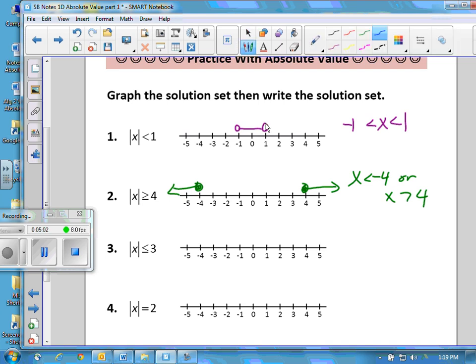The next one says that the distance has to be less than or equal to 3 units. So we're going to locate where it's equal to 3 units. Since it can be equal to, we are going to fill those in. Distance has to stay less than that, so we're going to stay closer to 0. Our solution would look like this. And the final one, the distance is exactly equal to 2 units, so I'm looking at the two places where it's 2. Since it can be equal to, we're going to fill in those dots, and that would just be the set including the points -2 and 2.